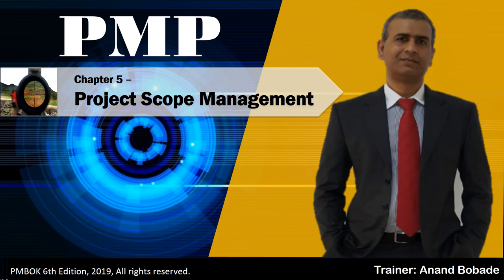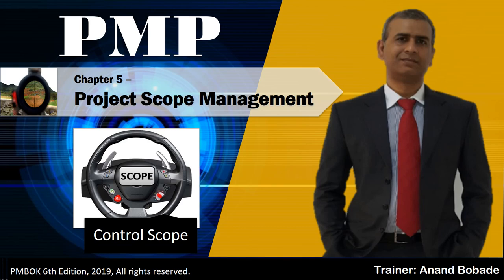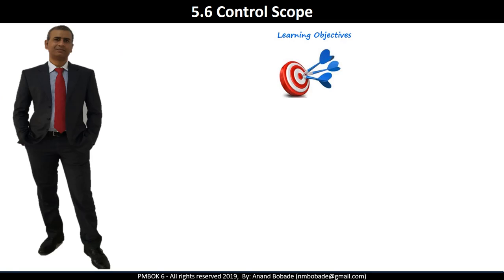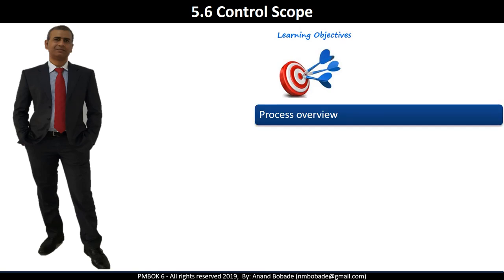This session is a continuation of the scope management knowledge area. In this session, you will learn the control scope process, which is the last process in the scope management knowledge area. The learning objectives of this session are: we will start with the process overview, where I will explain the importance and purpose of the control scope process.